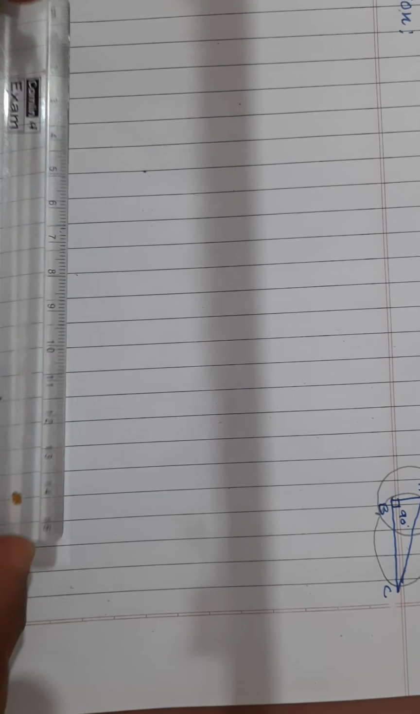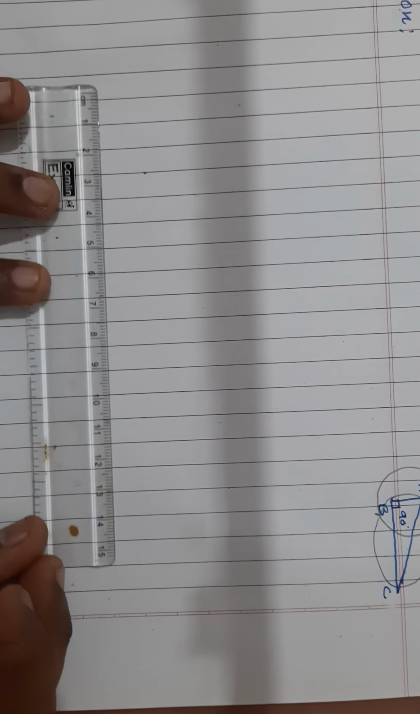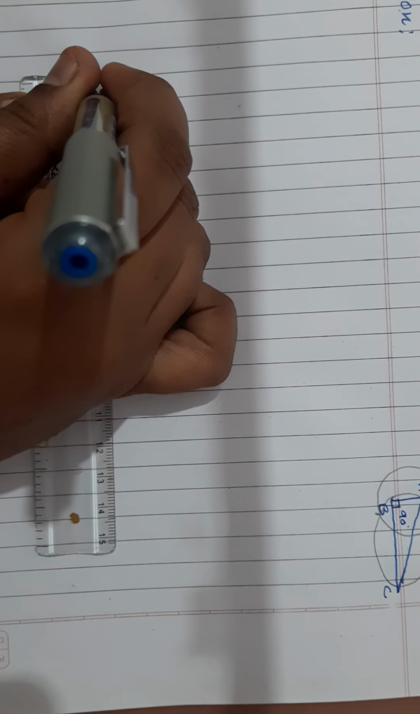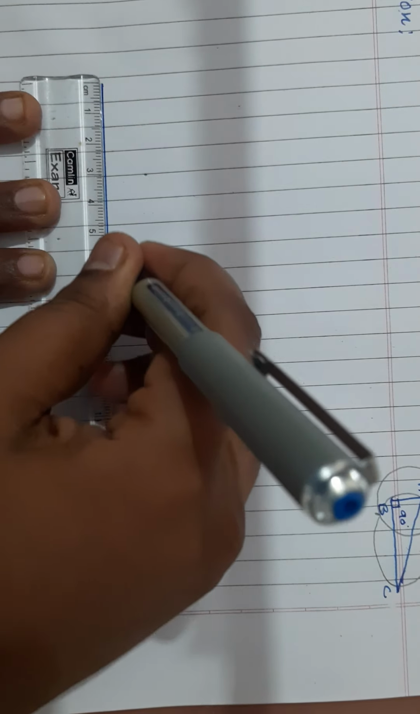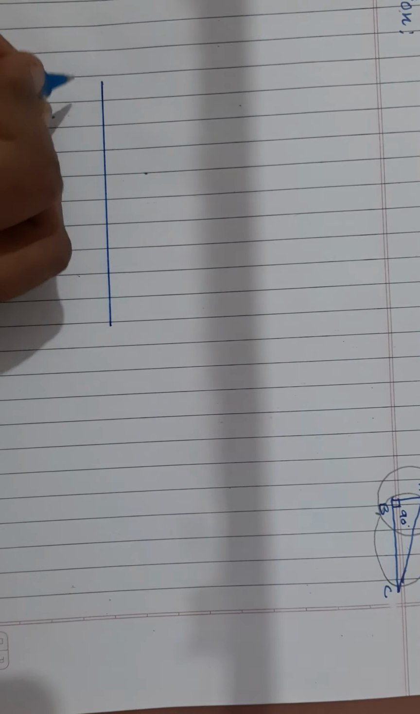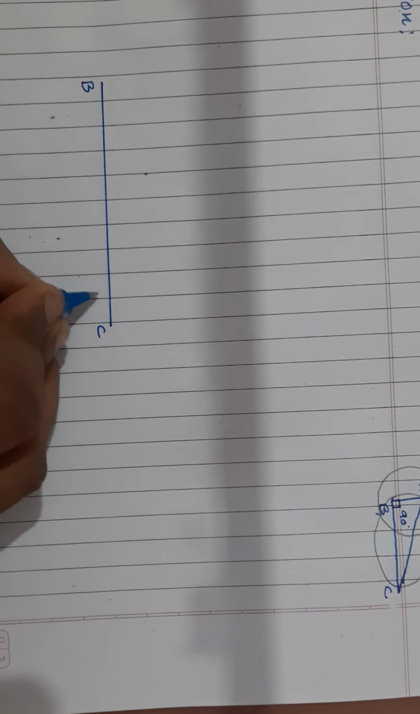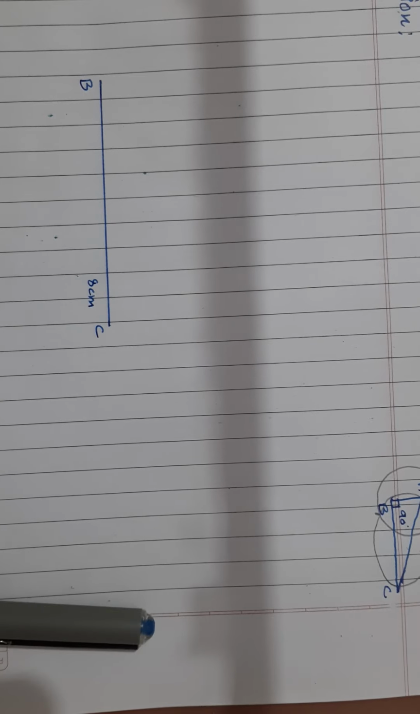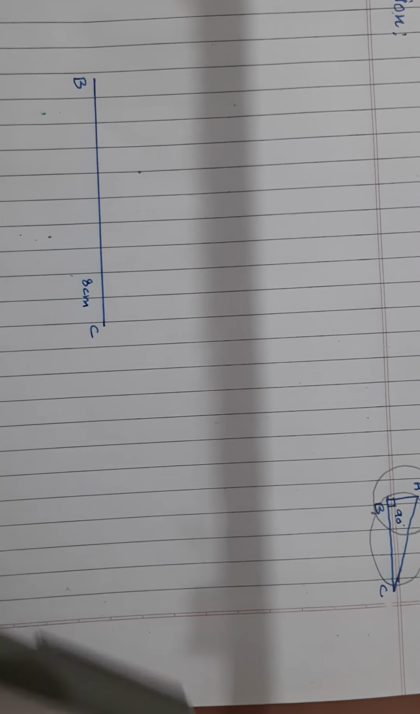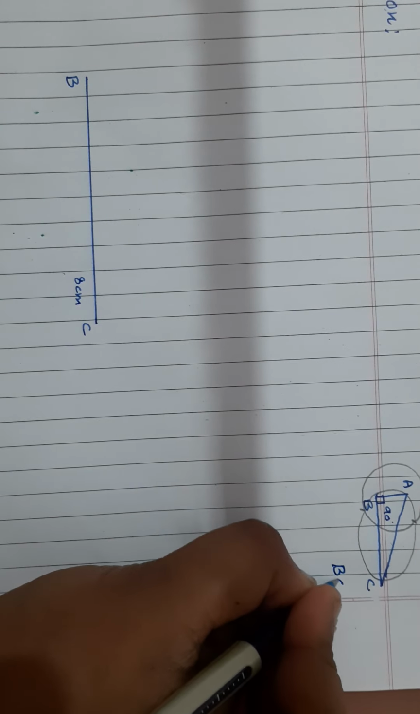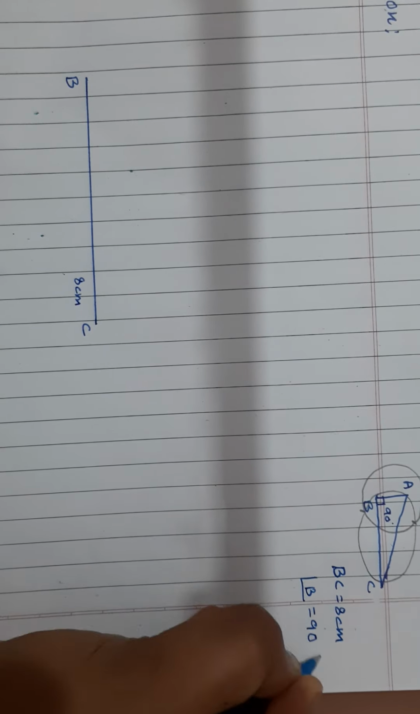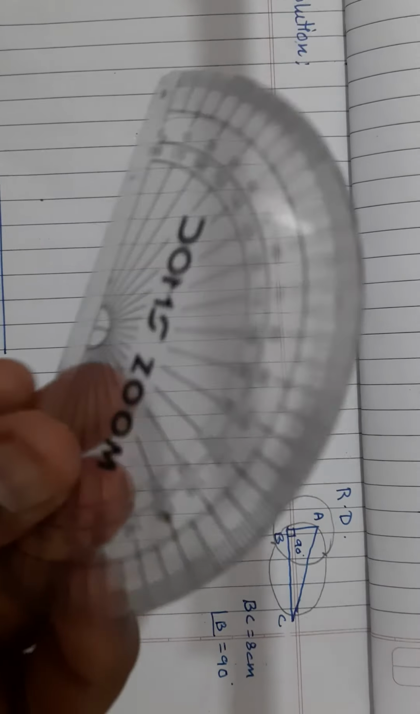take your scale, just draw. What is your BC value? 8 centimeter. First draw BC 8 centimeter. Okay, this is the first point. Then use your protractor. What is your angle B? That means BC equal to 8 centimeter. What is your angle B? Is 90 degree. Okay, use your protractor.